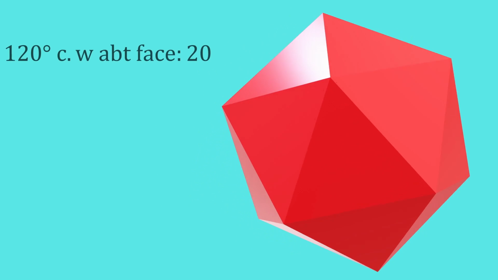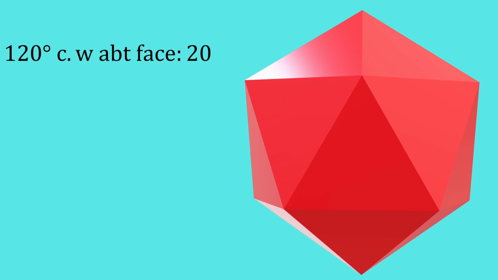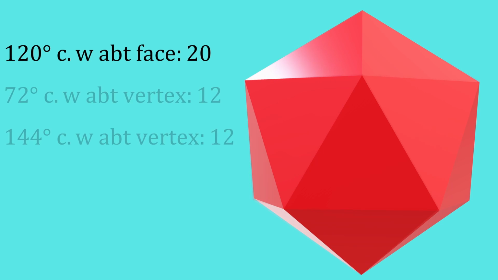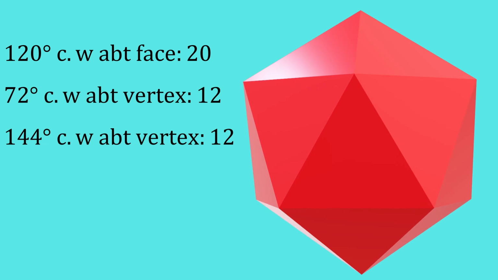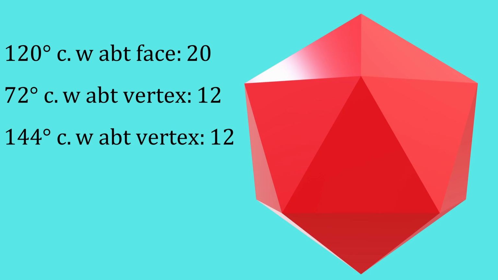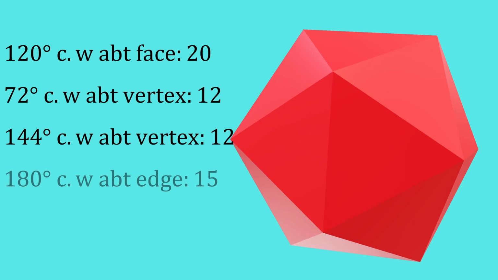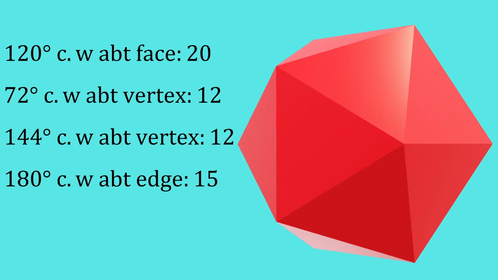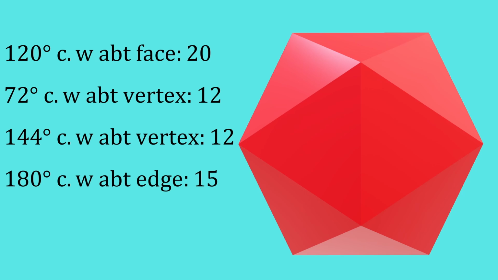120-degree clockwise rotations about a face. There are 20 faces, so 20 of these. 72 and 144-degree clockwise rotations about a vertex. There are 12 vertices, so 12 of these each. 180-degree rotations about an edge. There are 30 edges, but since rotating about one edge is the same as rotating about the one opposite, there are only 15 unique rotations of this type. There's also the identity, doing nothing, and there's one of these.